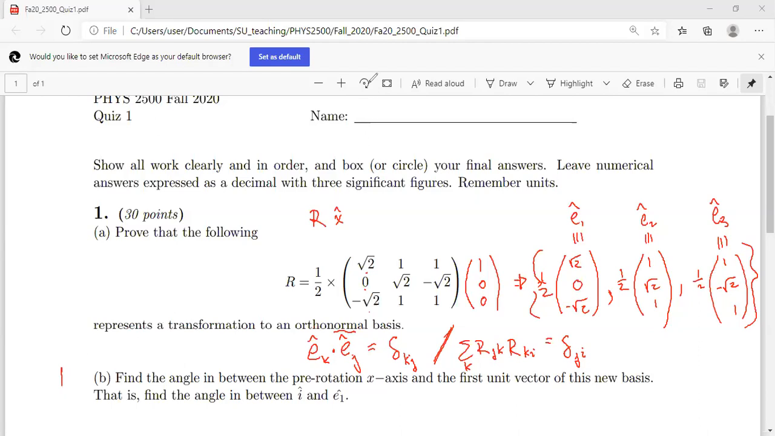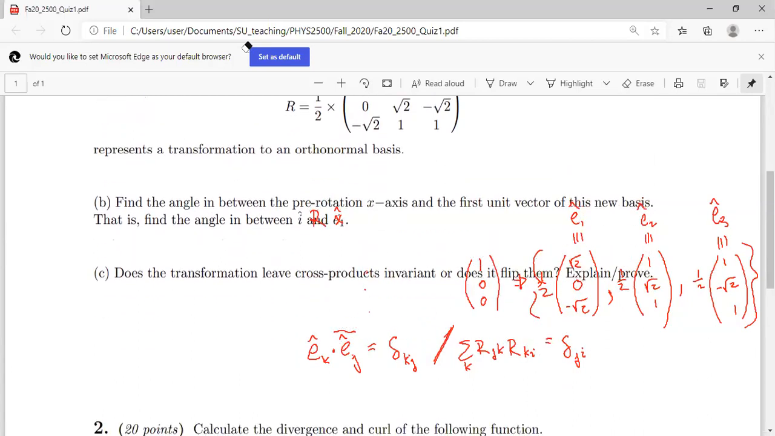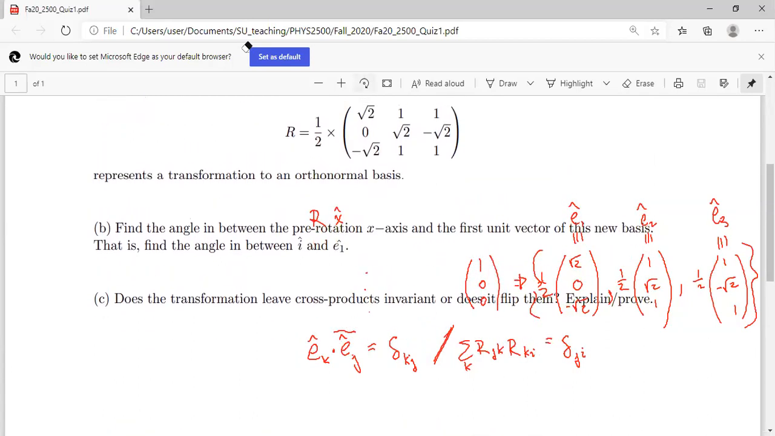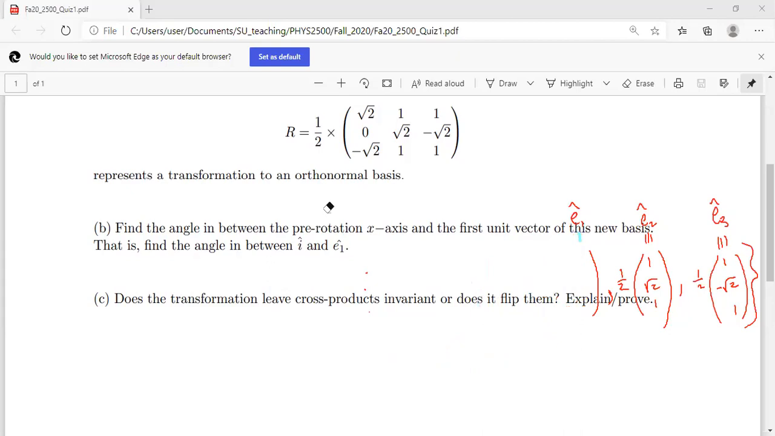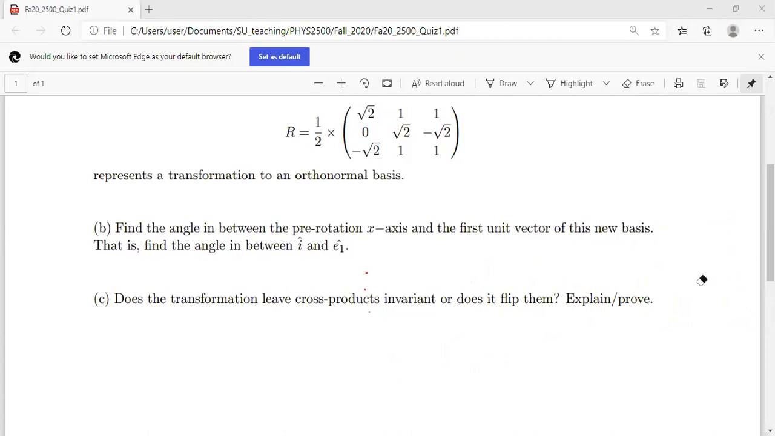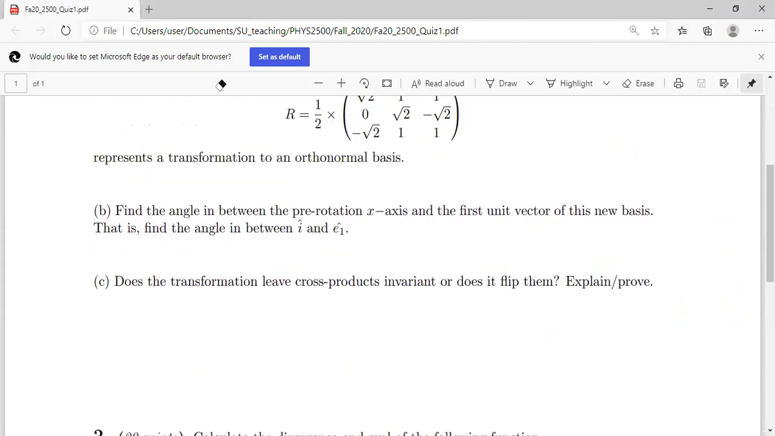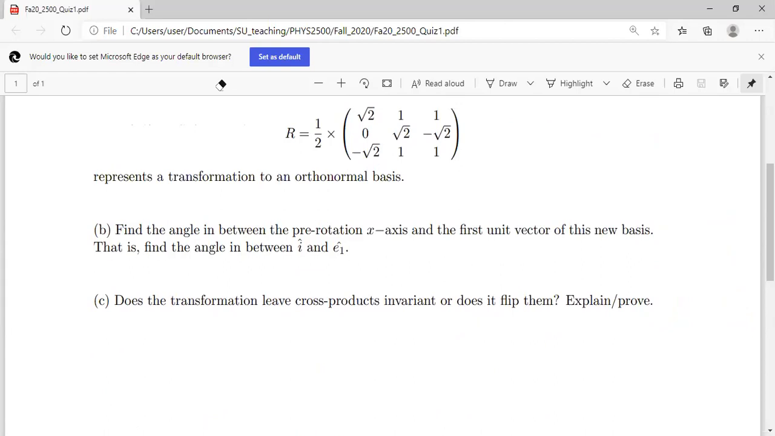Okay, the next one is easy math, maybe not so easy concept. And there are two ways of doing this, and they give you hopefully the same answer. So find the angle in between the pre-rotation x-axis and the first unit vector of this basis.